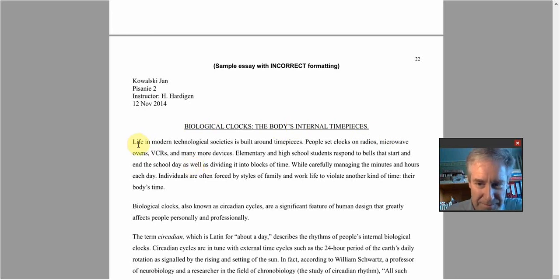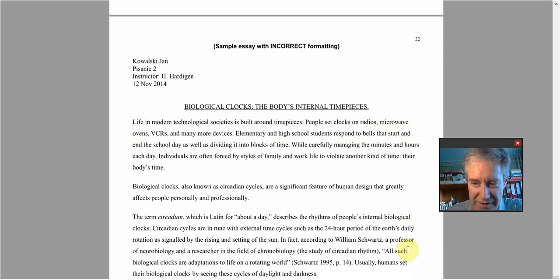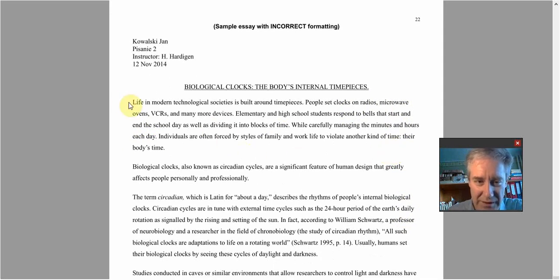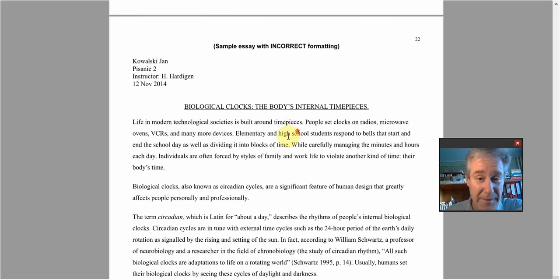What else have we got here? Well, we've got ragged right justification. So that's good. It's a straight line. The text makes a nice straight line down the left side of the page. On the right side of the page is kind of bumpy. That's what we want, so the justification is okay.